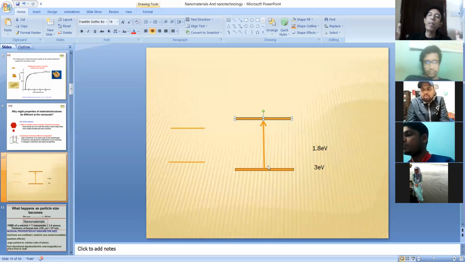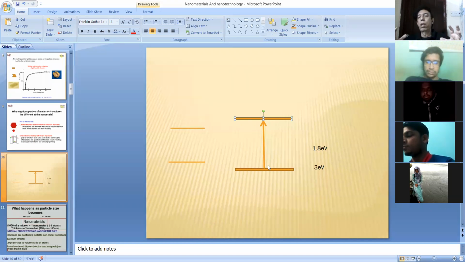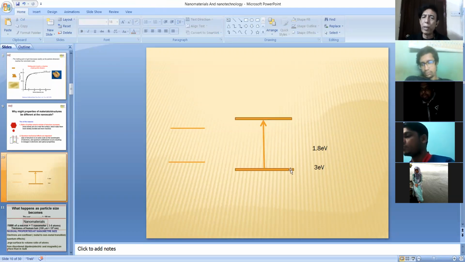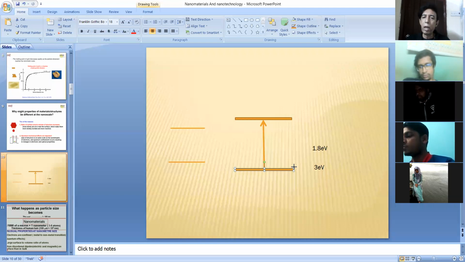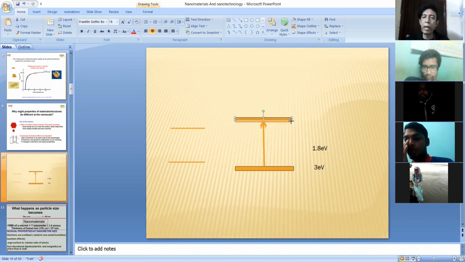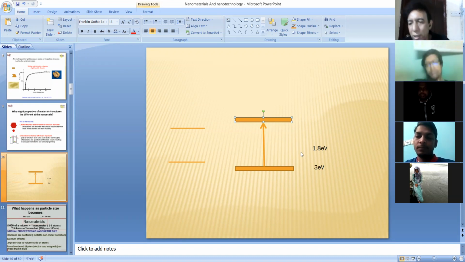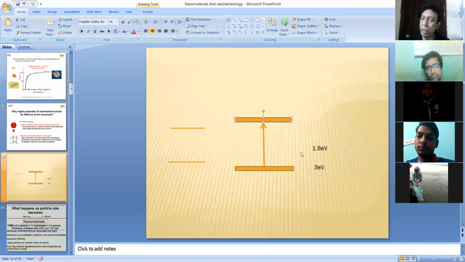If you have 100 nanometer of gold, say, for example, 300 atoms of gold, then what will be the band gap? The band gap will be slightly smaller. The bandwidth becomes slightly higher, so the band gap is smaller. It is now 2.9. Then you will find another color. So this is called the quantum effect.